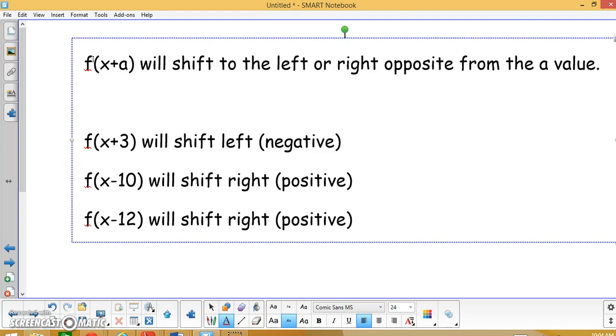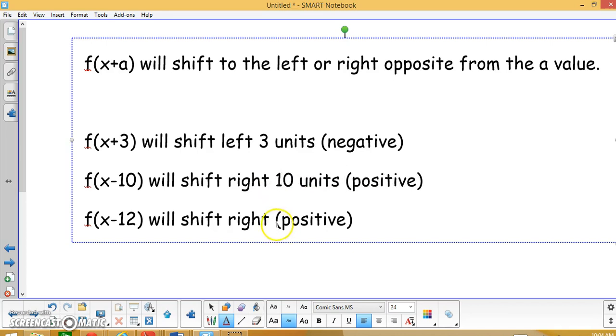And it will shift by this number of units. So this will actually shift left 3 units. This will shift to the right 10 units. And this will shift to the right 12 units. So even though this is a negative number, the way it works within this function is it will shift in the opposite direction.